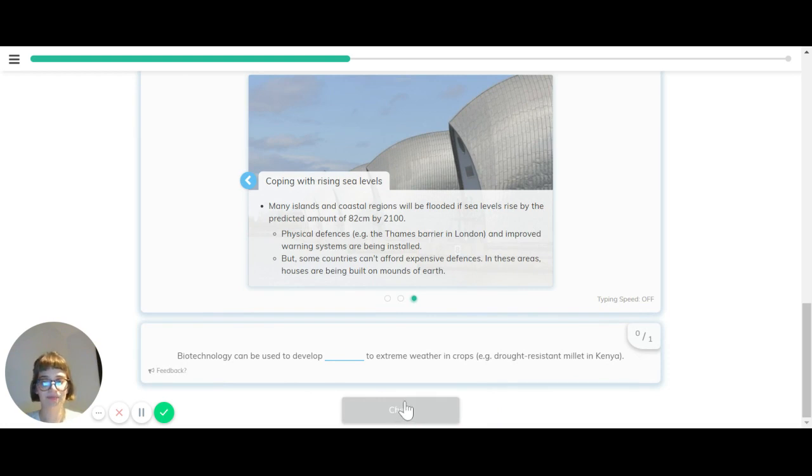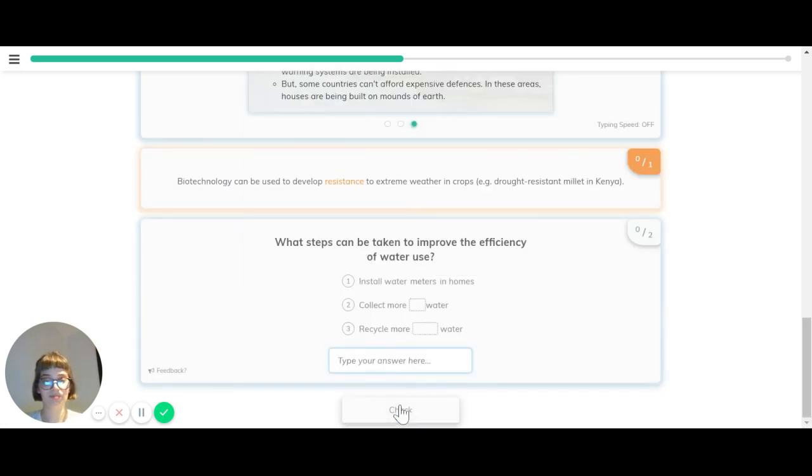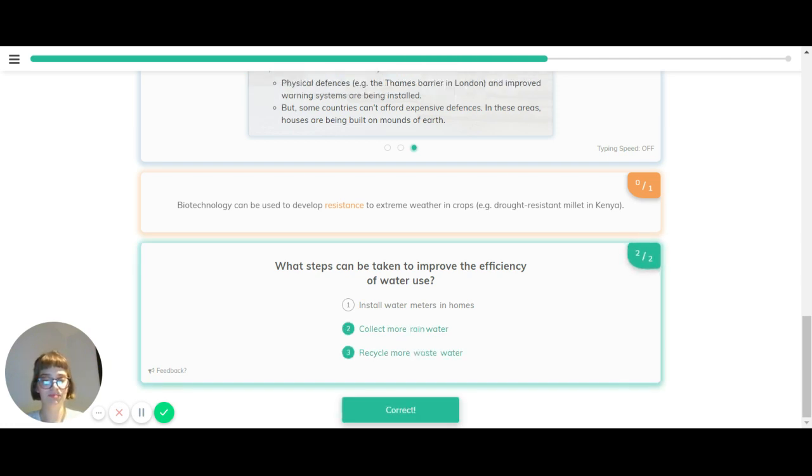Let's just have a quick recap of that. So biotechnology can be used to develop resistance to extreme weather in crops, such as drought-resistant millet in Kenya. What steps can be taken to improve the efficiency of water use? Firstly, installing water meters in homes. Secondly, collecting more rainwater. And thirdly, recycling more wastewater.